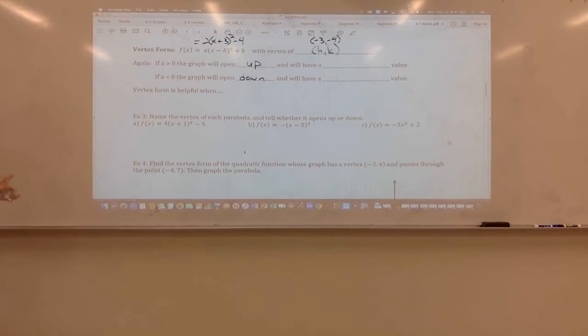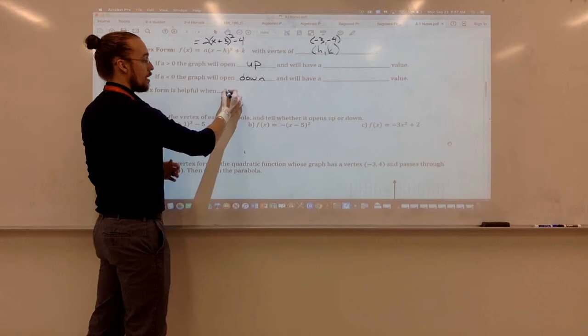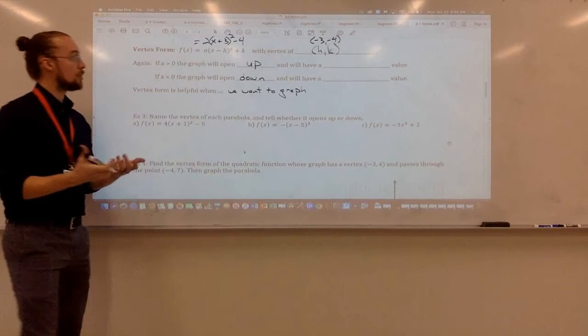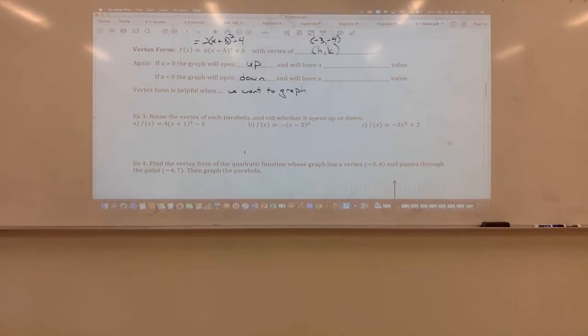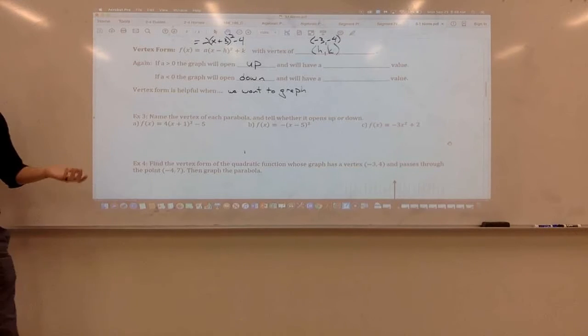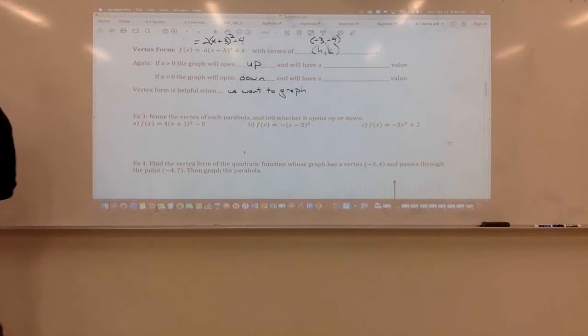So vertex form is very helpful when we want to graph. Just by looking at the equation, I can see what the vertex is. I don't have to do any work, like we had to factor on the last one and do a little bit of extra work to figure out how to graph the function. If I have it in vertex form already, I know the vertex right off the bat, and I can start graphing.